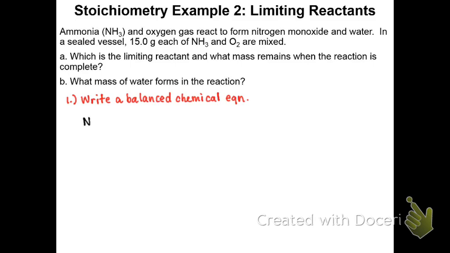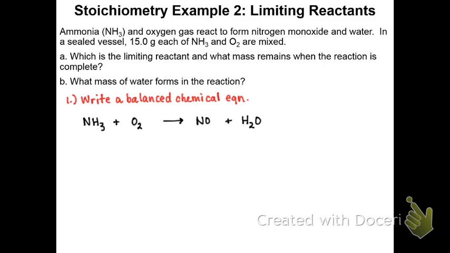So we're given the formula for ammonia. Oxygen gas is diatomic, so it's going to be O2. Nitrogen monoxide is just NO, and then water. So you should review naming molecules and naming ions as well. So the previous example had some ions in it. So the first thing we need to do is balance the reaction.